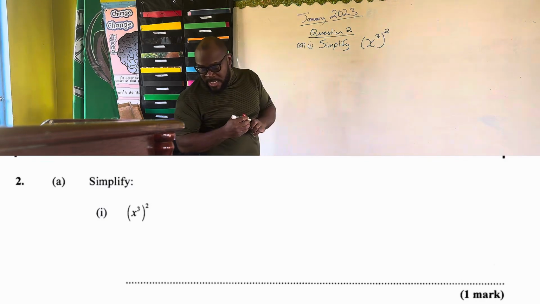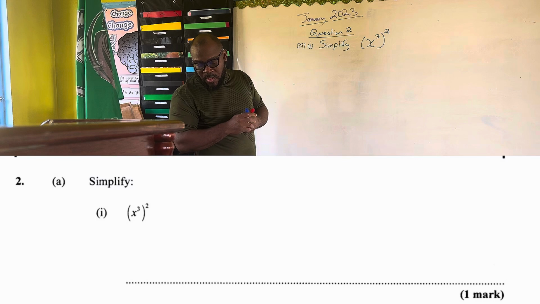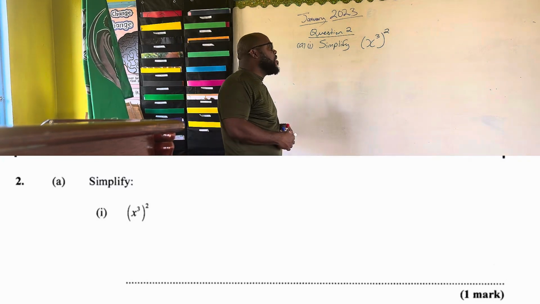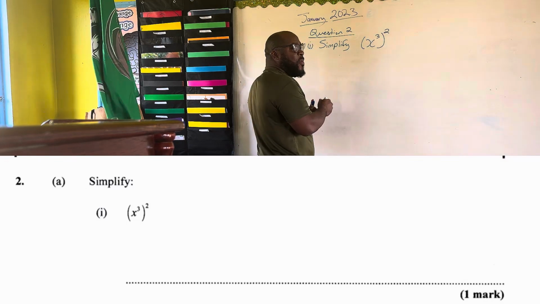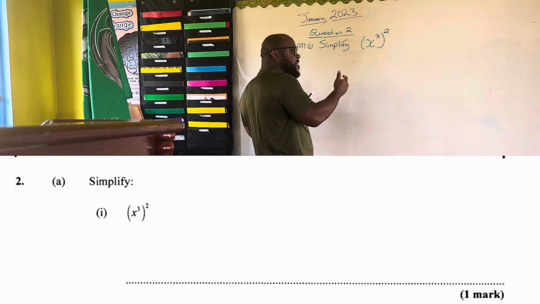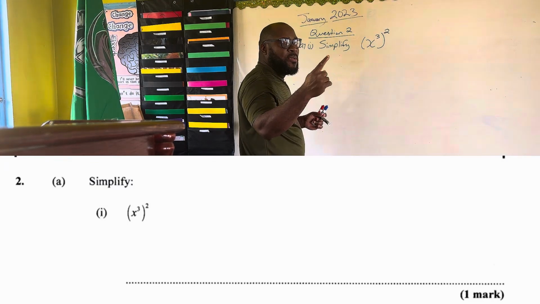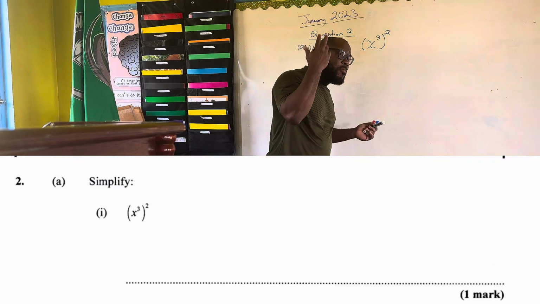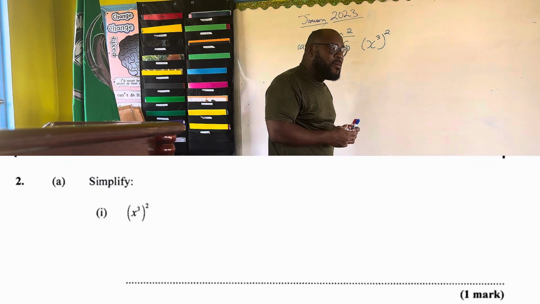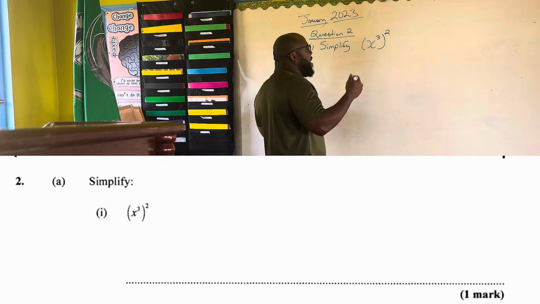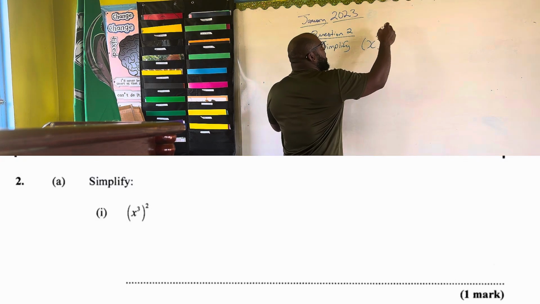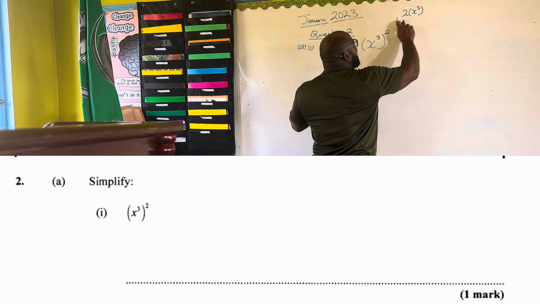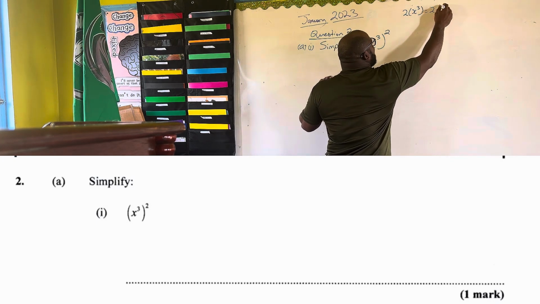Okay, good. So when you see the power of 2, what does it mean? You write something twice based on one operation: multiplication. Remember, if I tell you to write x cubed 2 times, this is simply saying 2x cubed.